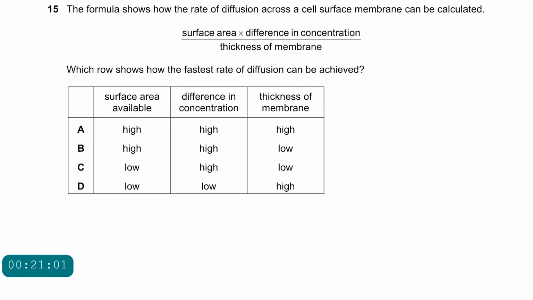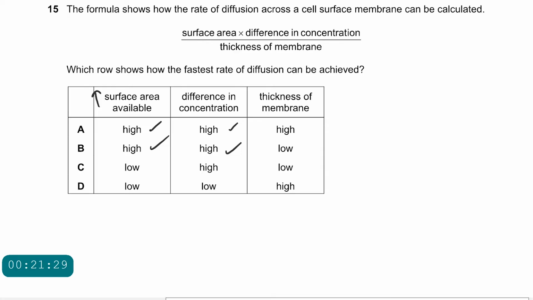Question 15. The formula shows how the rate of diffusion across the cell surface membrane can be calculated. Which row shows how the fastest rate of diffusion can be achieved? So we all know increasing the surface area increases the rate of diffusion. Therefore, high surface area. Difference in concentration. We all know that the higher the difference in concentration gradient, the greater the diffusion. Therefore, these are also correct.